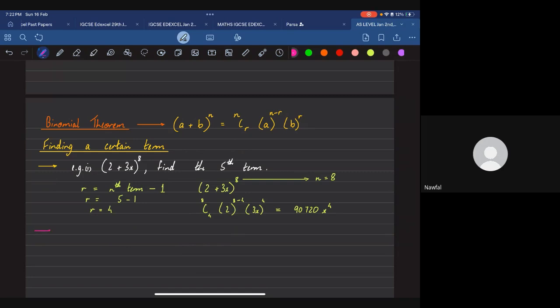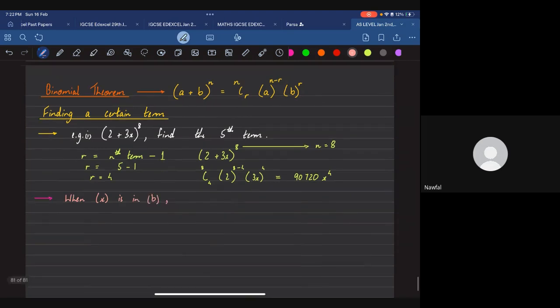All right. Now, one thing that you guys need to know is, when your variable x is in b, the value of r is the power of x. All right, what do we mean by that? I'll tell you. Where am I saying that x is in b?